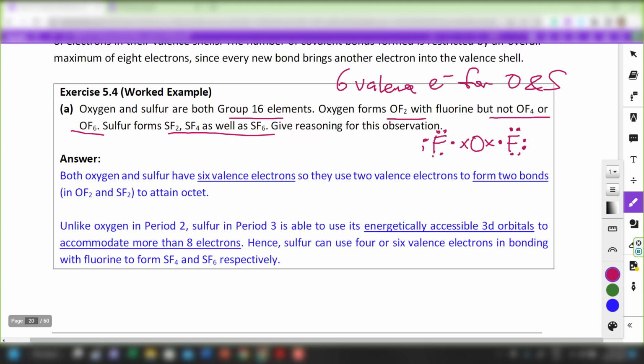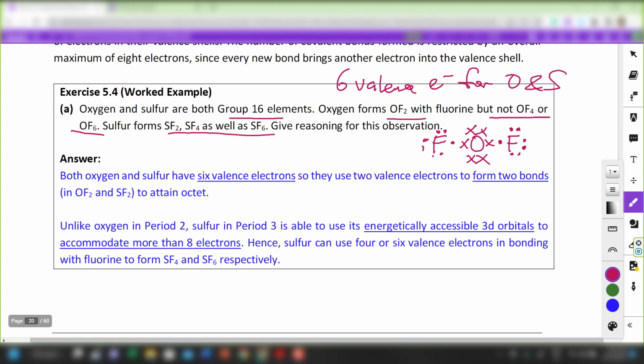Yeah, unfortunately, because oxygen is in period 2, it cannot have more than 8 electrons in its outermost shell. Okay, so let me just put in the lone pairs. It cannot have more than 8 electrons in its outermost shell. So therefore, octet expansion is not possible.